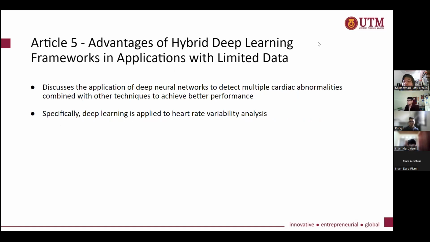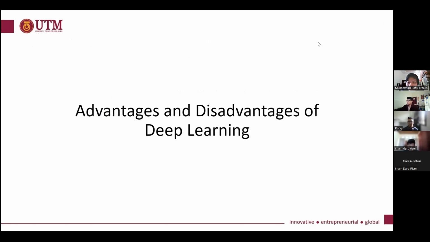And for the last paper, called Advantages of Hybrid Deep Learning Frameworks in Applications with Limited Data, it discusses the application of deep neural networks, DNNs, to detect multiple cardiac abnormalities, combined with other techniques to achieve better performance. Specifically, deep learning here is applied to what's called heart rate variability analysis, which is part of cardiac diagnosis in the medical field. Next, the advantages and disadvantages of deep learning will be explained by Rafi.